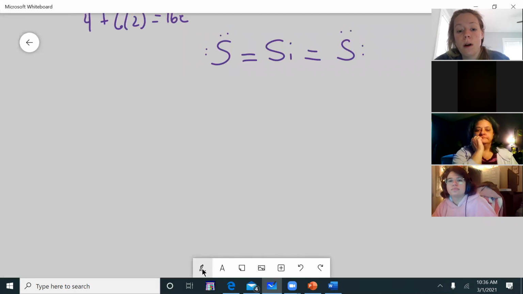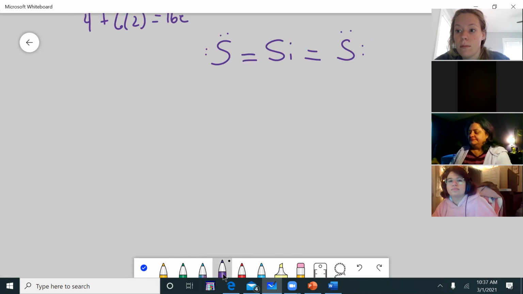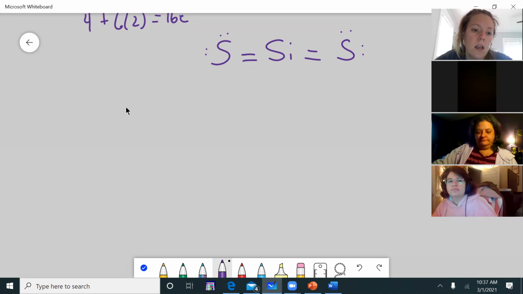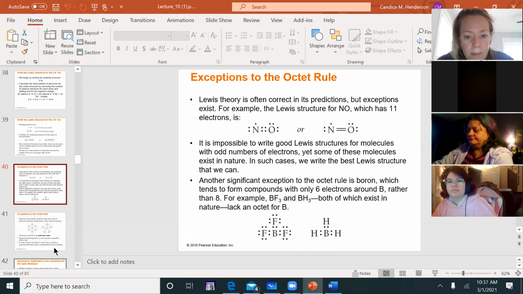Okay. Have you do one more. This one has a little something funky that happens to it, but you should be able to draw a structure, I think. Let's do SO3. I think that's what it is. Can't remember.